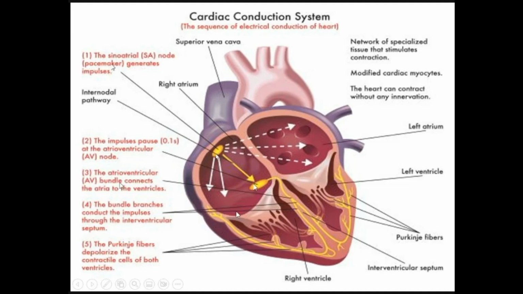Then from the AV node, the AV bundle connects the atria to the ventricle. This is the atrium, this is the ventricle. So this AV bundle, which is the bundle of His, conducts the impulse from the atrium to the ventricle. The right and left bundle branches conduct the impulses through the interventricular septum. This is the interventricular septum. The bundle of His runs right and left from the interventricular septum. And then finally, the Purkinje fibers at the end depolarize the contractile cells of both ventricles. So the conduction is from the apex to the endocardium. From the interventricular septum, it reaches the apex first, and the apex contracts first, followed by the other parts of the endocardium.